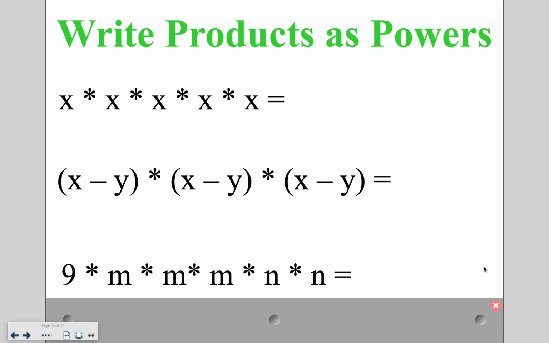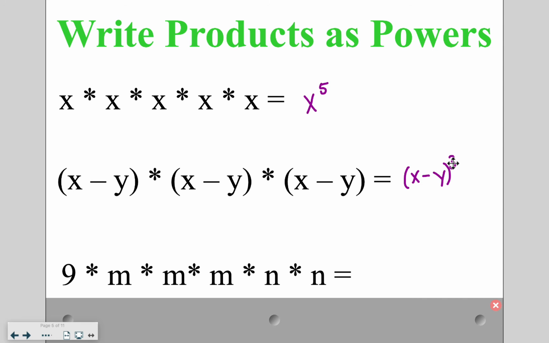We can also write this same thing out when we have variables. So for this first example, I have 1, 2, 3, 4, 5 x's, so I would write that out as x to the 5th power. On the second example here, I have x minus y in parentheses 3 times. So I keep my values together in the parentheses and I say x minus y, and I have that whole thing 3 times. I don't separate out the values that are in the parentheses. I keep those variables together.